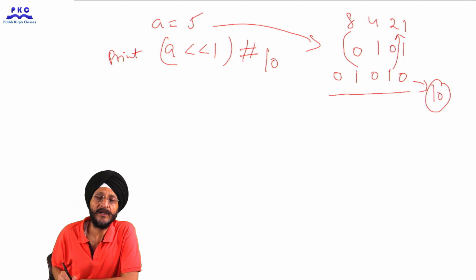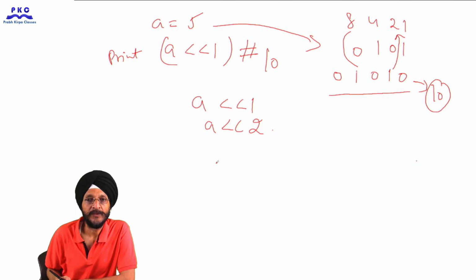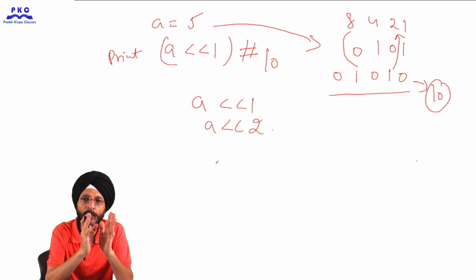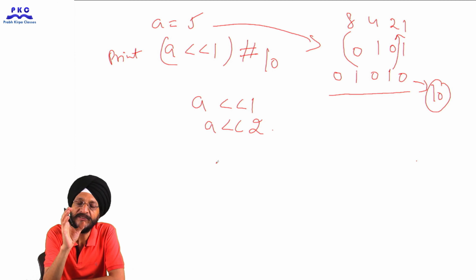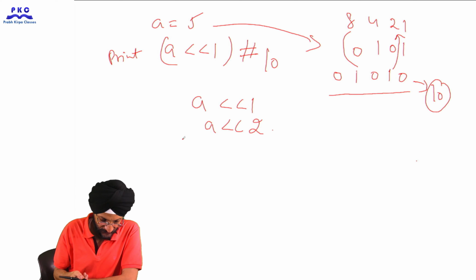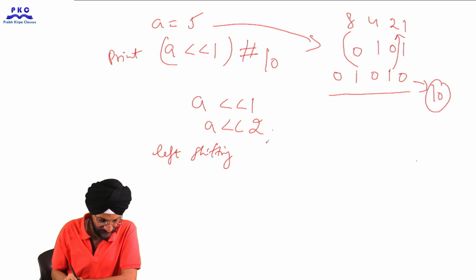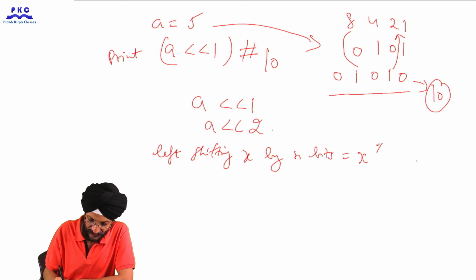There is a formula to calculate what the output will be. Suppose we want to know the final output, what the bitwise left shift operator will result in. There is a formula to calculate the same. What is the formula? Left shifting x by n bits is equal to x multiplied by 2 raised to power n.